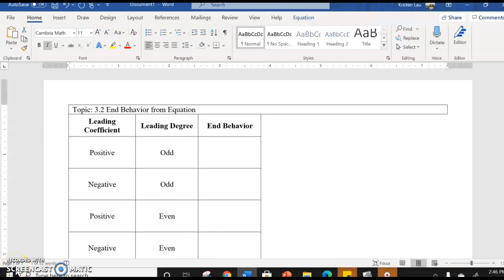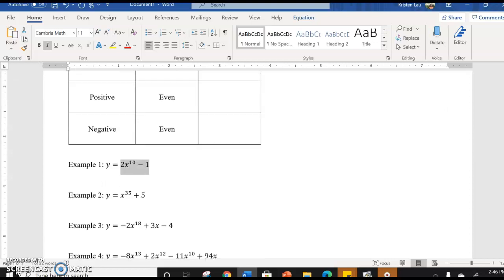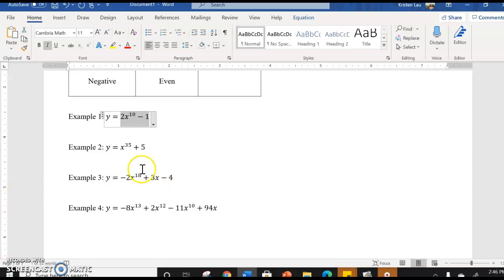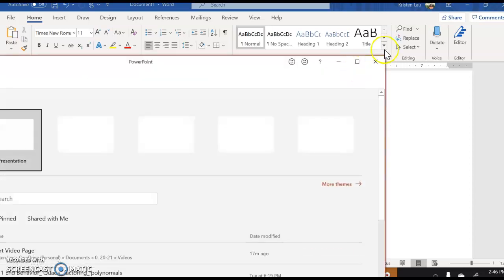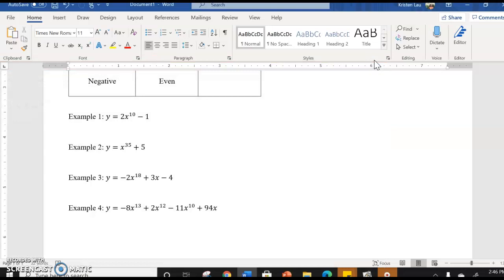So what we're going to do today is we're still talking about end behavior, but we're going to look at end behavior from equations. So if we don't know what these four equations look like, how can we tell which way their arrows are pointing? In order to do that, we're first going to summarize the different types of equations that we can have.